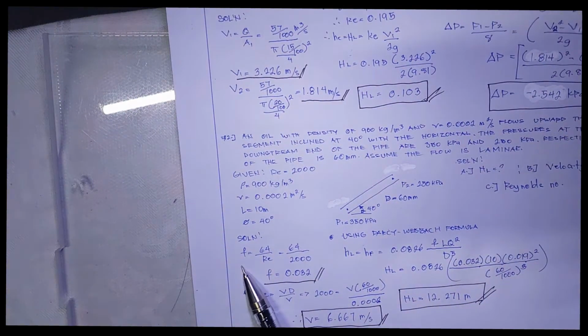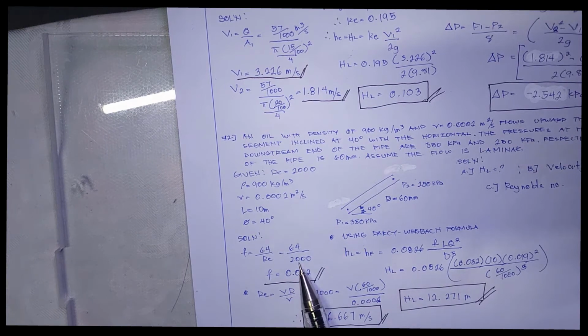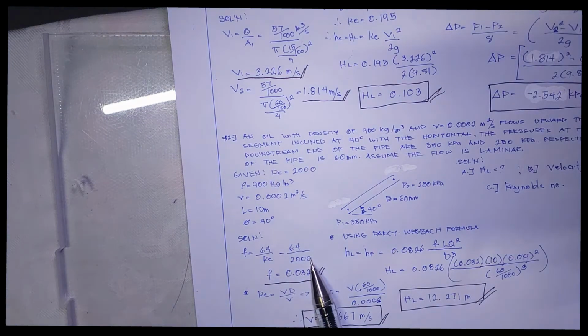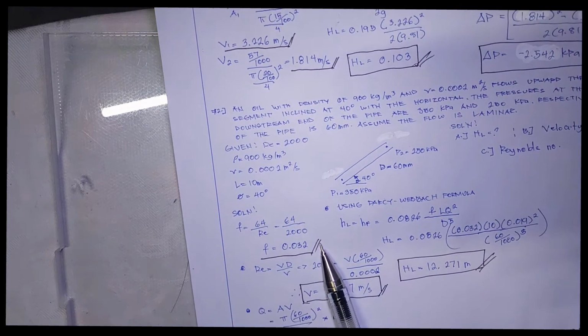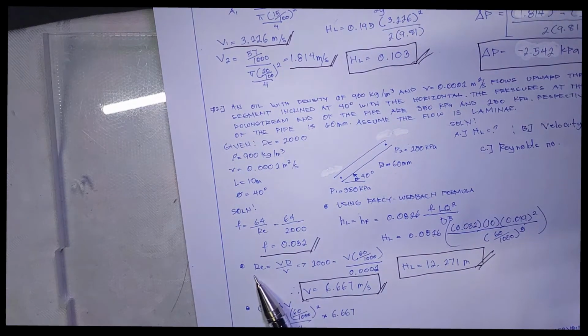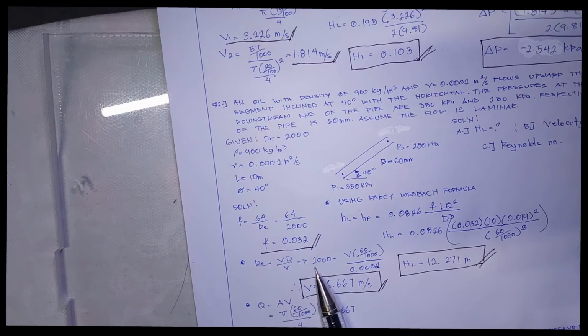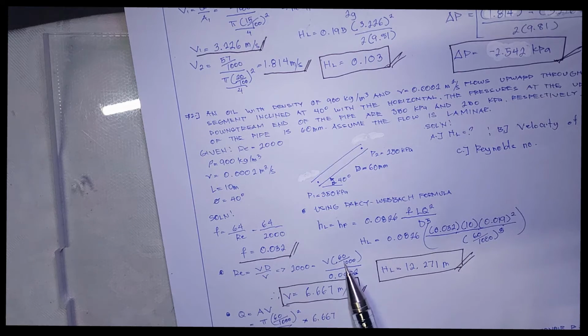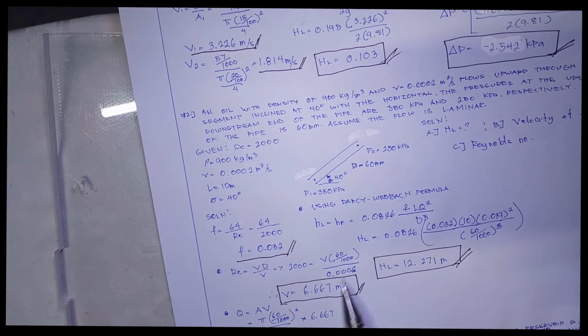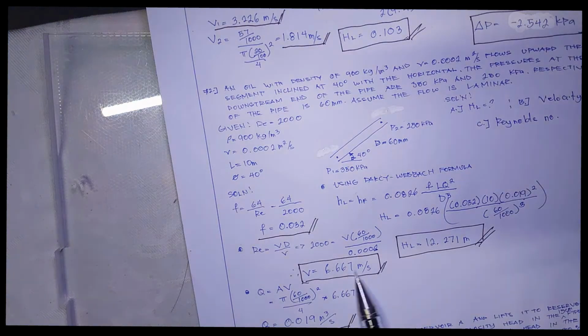So we have our solution. First, we need to find the value of F given the value of 2000. So given the formula 64 over Reynolds number is equivalent to 64 over 2000. So we have the value of F which is equivalent to 0.032. And then substituting the values of RE, we can find the value of the velocity. So 2000 is equal to the velocity multiplied by the diameter, which is 60 over 1000, because we need to convert 60 mm to meter, over 0.0002. So we have the value of velocity 6.667 meter per second.